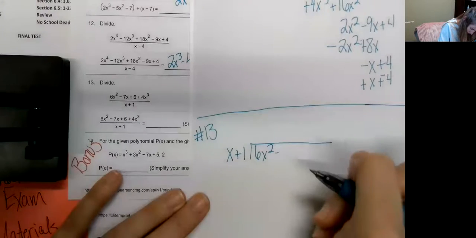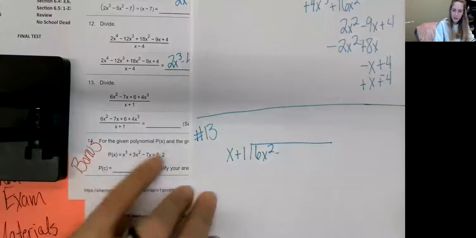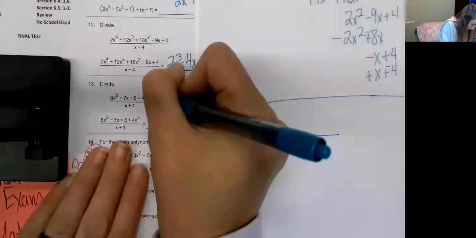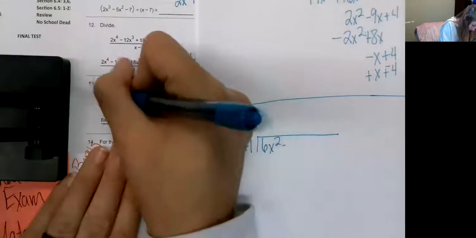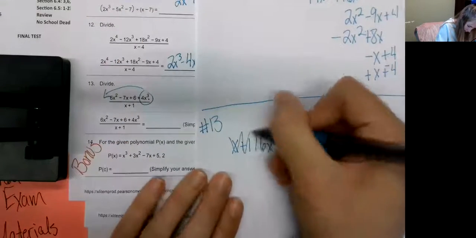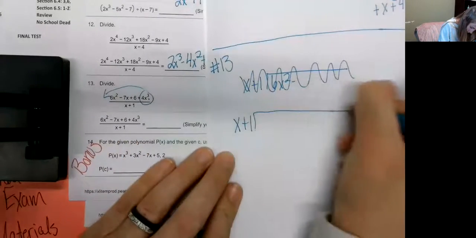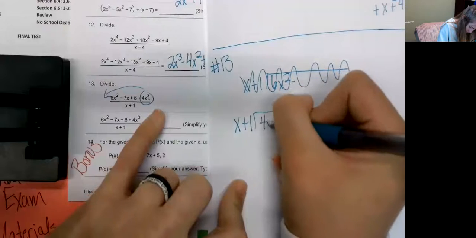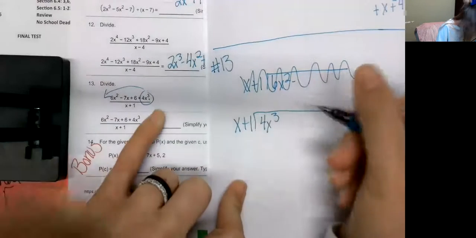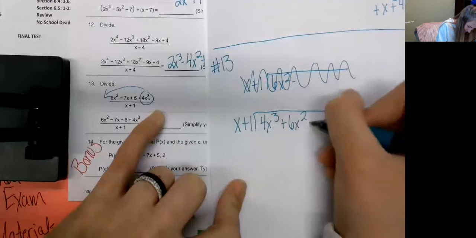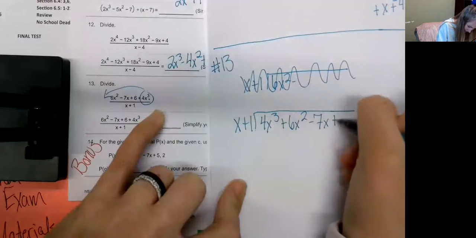6x squared. Oh, I messed up on this one because I don't have them in order. This 4x cubed right here at the end needs to be brought to the front. So I'm going to scribble this out. So you have x plus 1. Now 4x cubed first. 6x squared. Subtract 7x, add 6.